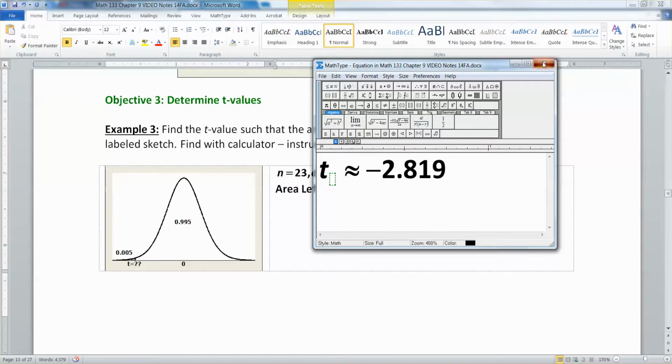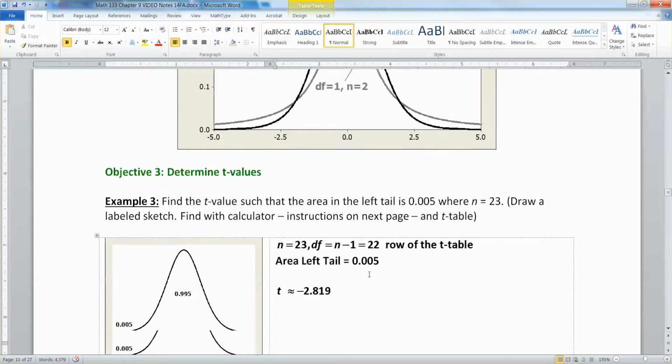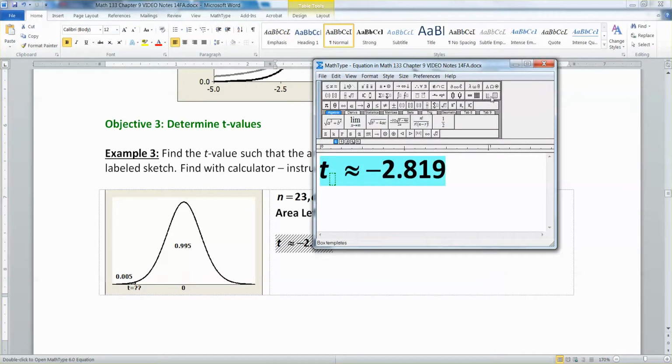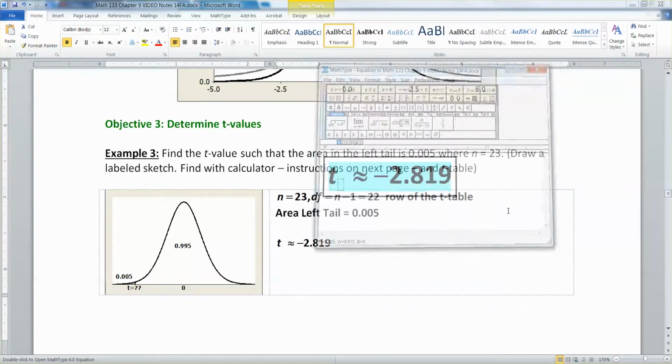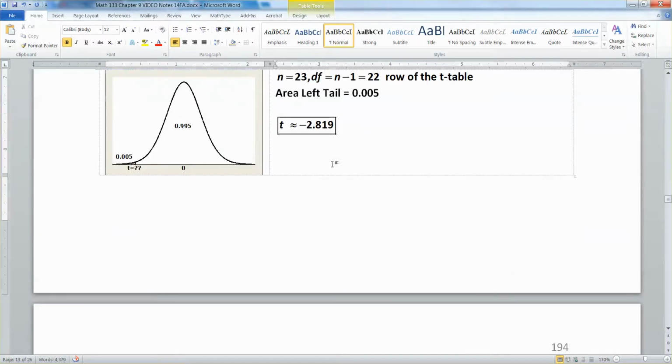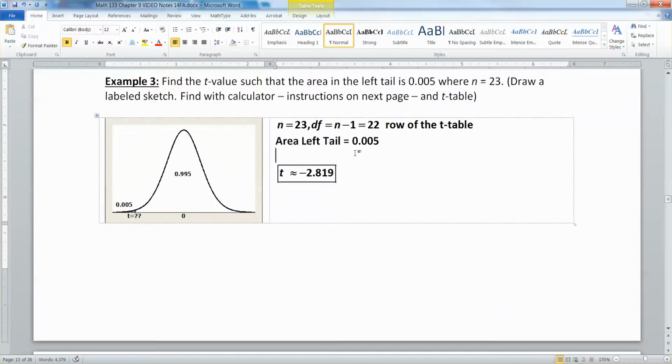Now it shouldn't be any shock to anybody that it's negative because it's on the left side of 0, right? So since it's on the left side of 0, of course it's negative. If it was on the right side, it would be positive. And that's how to find it with the calculator.